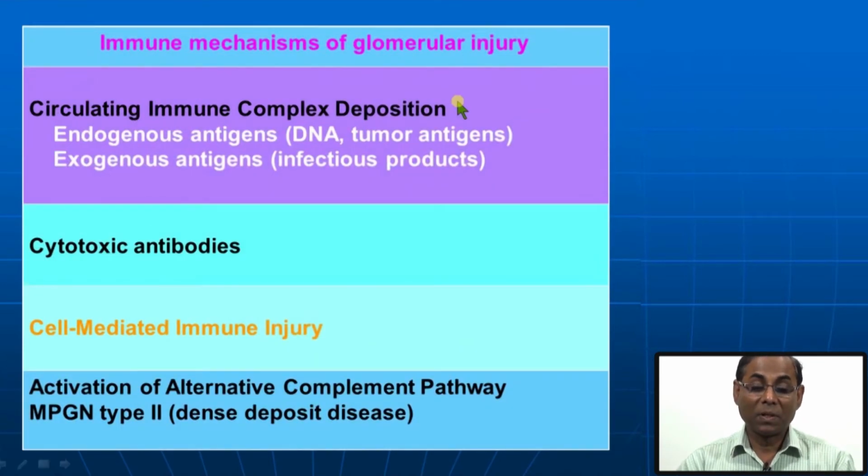Then there may be circulating immune complex deposition, like endogenous antigen. This can happen in a situation like systemic lupus erythematosus, or in case of tumor antigen in different kinds of malignancy. But exogenous antigens are a very important cause of pathogenesis in post-infectious glomerulonephritis. We will come to that, where streptococcal infection particularly can lead to circulating immune complexes which can get deposited in the glomeruli, producing immune mediated injury. Now, there may be cytotoxic antibody also, and there may be cell mediated injury of the glomerular structure and activation of the alternative complement pathway.